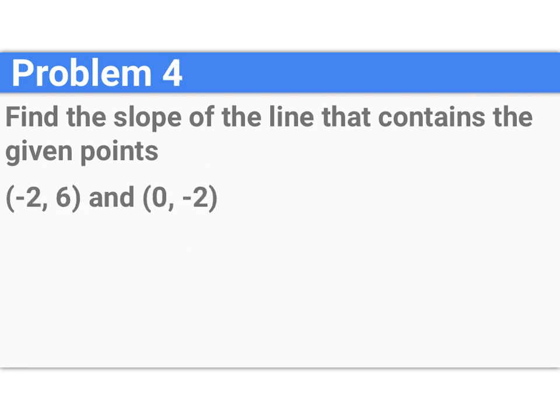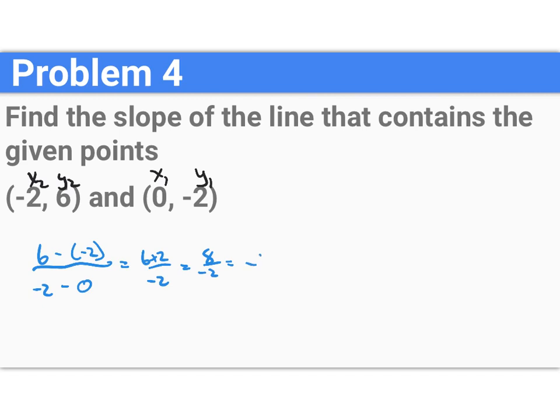And finally, here we go. So let's make this x2 and y2, and this x1 and y1. And then let's go 6 minus -2. See, I always use parentheses when substituting so I don't mix up my points. And so 6 plus 2, two negatives in a row becomes 6 plus 2 over -2, which is 8 over -2, which equals -4. And that is our slope of a line.